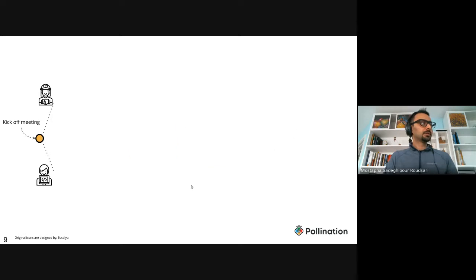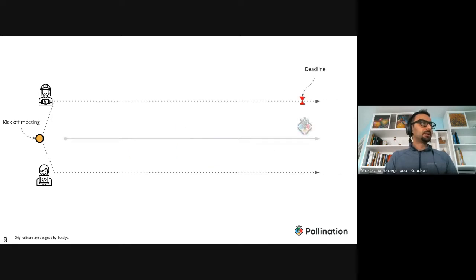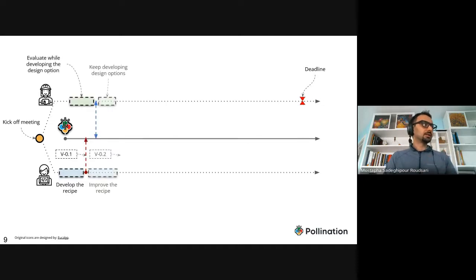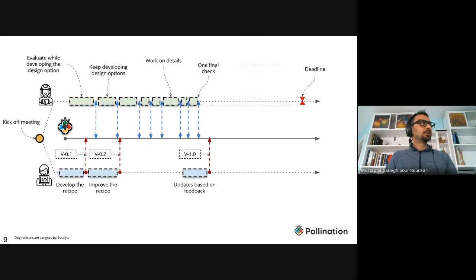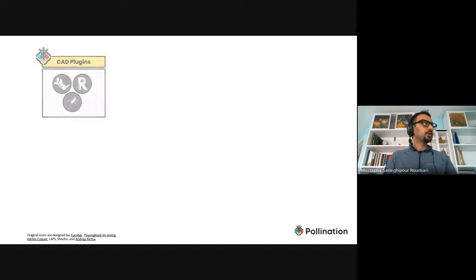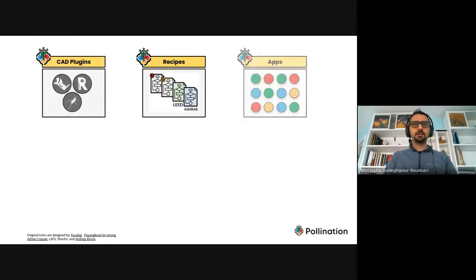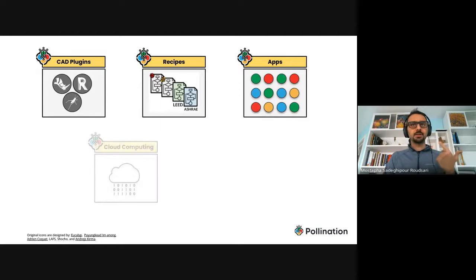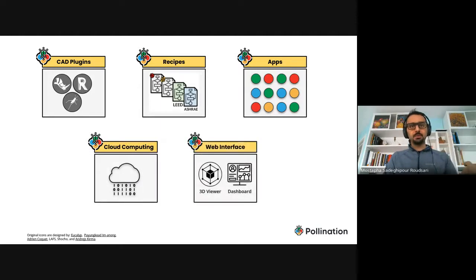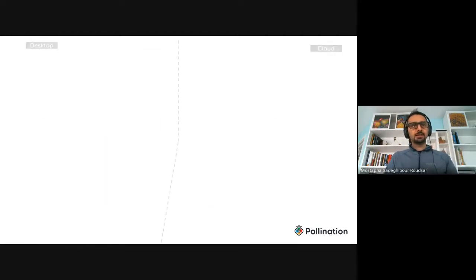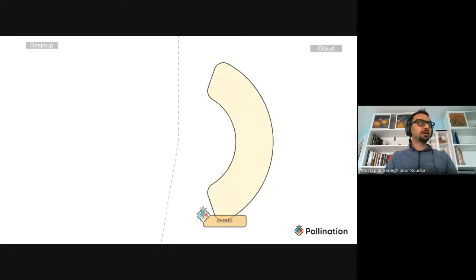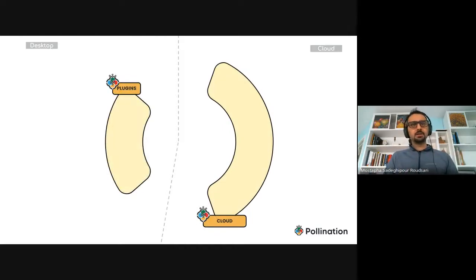The way Pollination works is by staying in the middle; it basically provides this logic as a cloud service or SaaS. You can think about it as a reusable unit of logic, so you can collaborate together in a smooth manner. For that, we have developed 5 different technologies: CAD plugins, recipes, apps, cloud computing, and web interface. The way they go together, and this is a new graph, so I'll go slow, is we have cloud on one side and desktop on the other side. All the cloud technologies are on this side, and then CAD plugins on the other side.